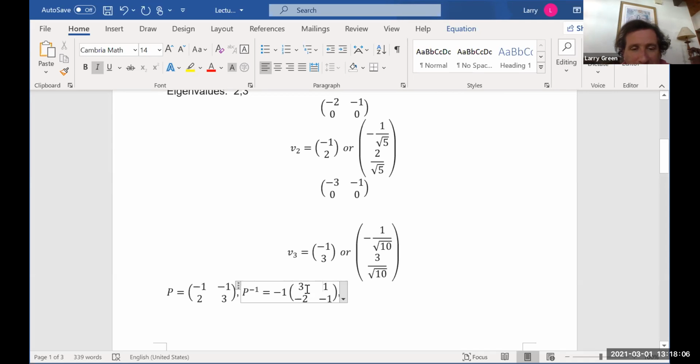And now let's multiply the negative 1 through. And when I do that, the 3 becomes a negative 3. 1 becomes a negative 1. And the bottom negatives become positive. And there's my inverse. Okay, it's pretty easy to check that you got it right too, because you can always multiply them and get the identity.